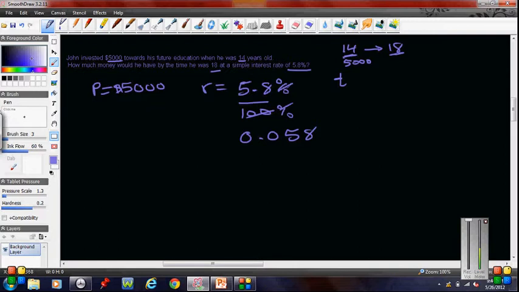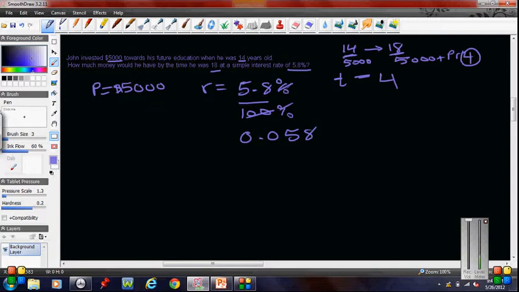4 years worth of money invested. So it's going to be 5,000 plus PR4. Key number 4. Because he has 4 full years, 14, 15, 16, 17, and then at 18 he withdraws it. So the 18 doesn't count, but the 14 does count. So you have 4 full years. So T is indeed equal to 4.